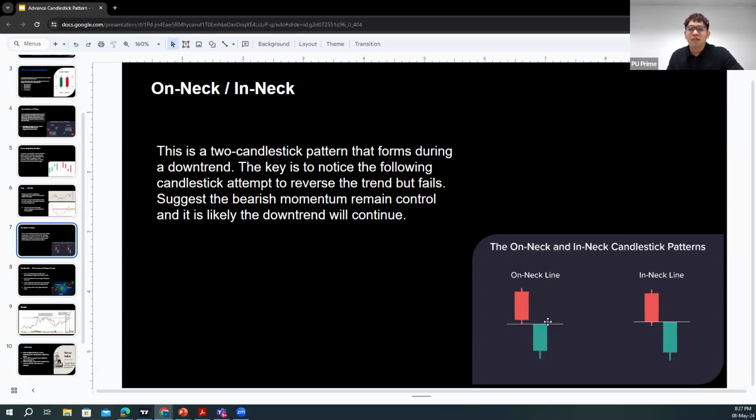You can maybe enter further because why? It just shows you that the bearish momentum is still overwhelming, still strong, and the bullish candlestick cannot close higher than the previous bearish candlestick. It means that the bearish momentum is strong. It should continue to trade lower and lower and lower. So this is the pattern that reassures your trend. Okay, it is very similar, vice versa.